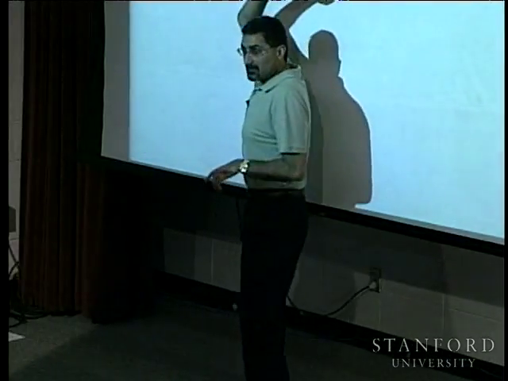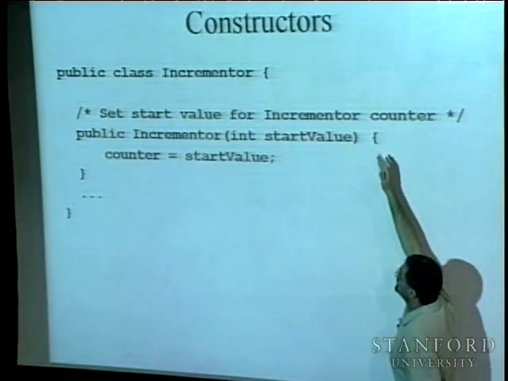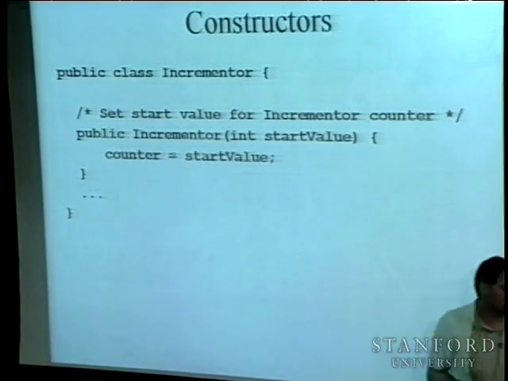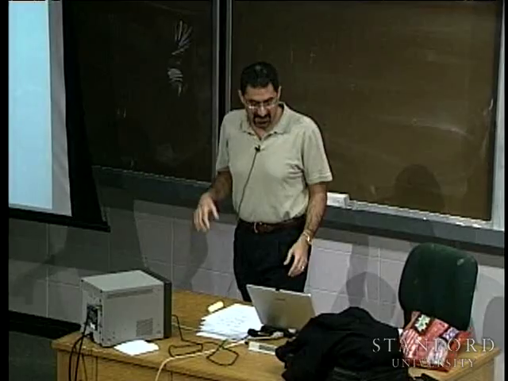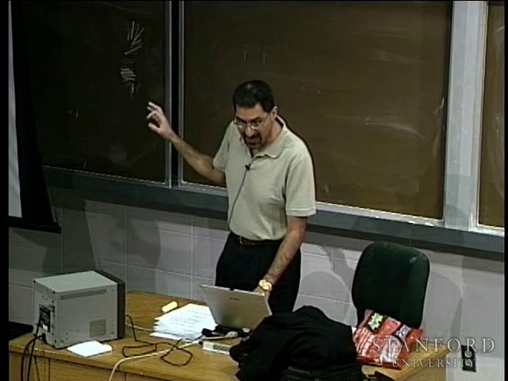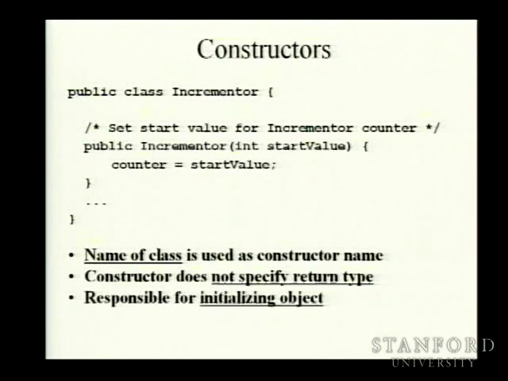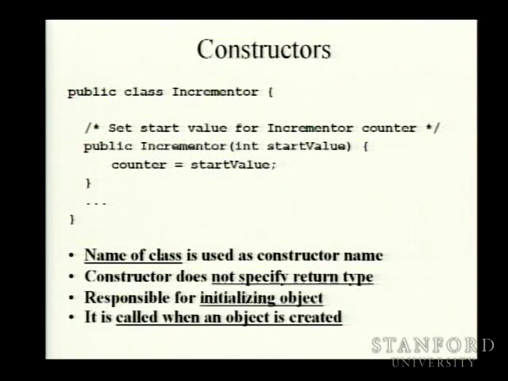We'll call it Incrementer. Okay, but same kind of thing here. We're going to have some constructor for Incrementer. It's going to take some start value. I'm just showing one of the constructors here. And just to reiterate, what are the properties of constructors? The name of the class is the same as the constructor name. The constructor does not specify a return type. It's responsible for initializing whatever values we care about in the object. And this puppy gets called when an object is created.